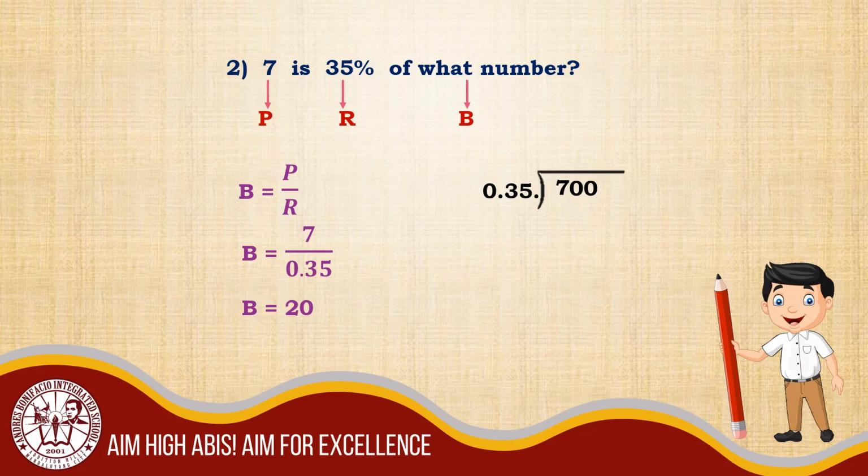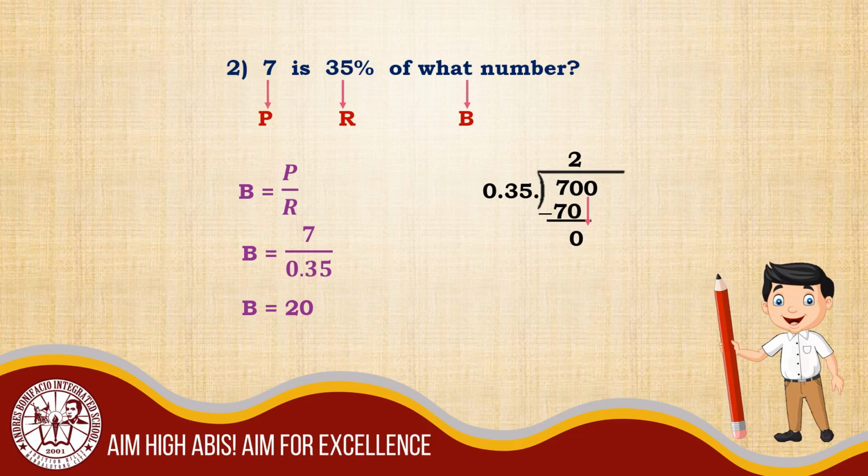So ngayon, pareho na silang whole number. Pwede na tayong mag-divide. Saan tayo kukuha ng 35? Of course, sa 70. 70 divided by 35 is 2. 2 times 35 is 70. 70 minus 70 is 0.